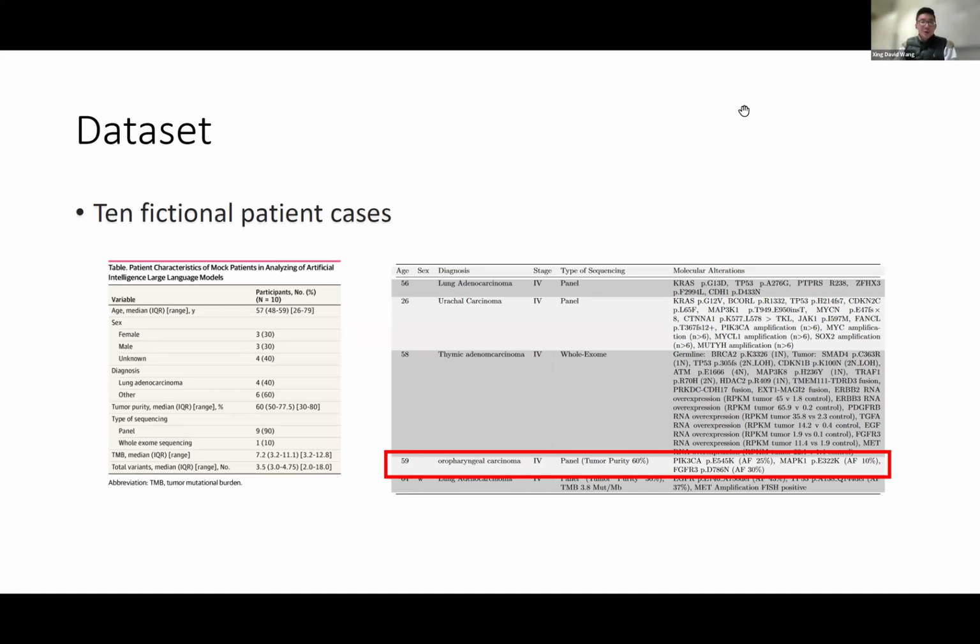So we introduced the models that we had and the data set, and now let's look at what the model will actually return and how it looks like conversing with it. And I will show one example here of a 59-year-old oropharyngeal carcinoma patient who has 3 mutations at hand, which were likely pathogenic: one PIK3CA mutation, one MAPK1 mutation, and one FGFR3 mutation.